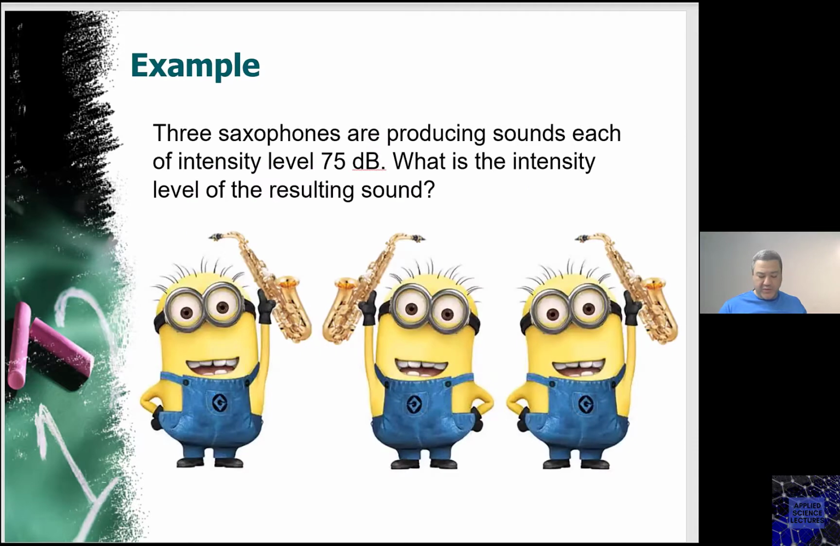Now let's look at this example. We have three saxophones that are providing sounds. Each saxophone is providing an intensity level of 75 dB. The question is, what is the intensity level of the resulting sound? So each one is producing 75 dB. I need the total. How much is the total?